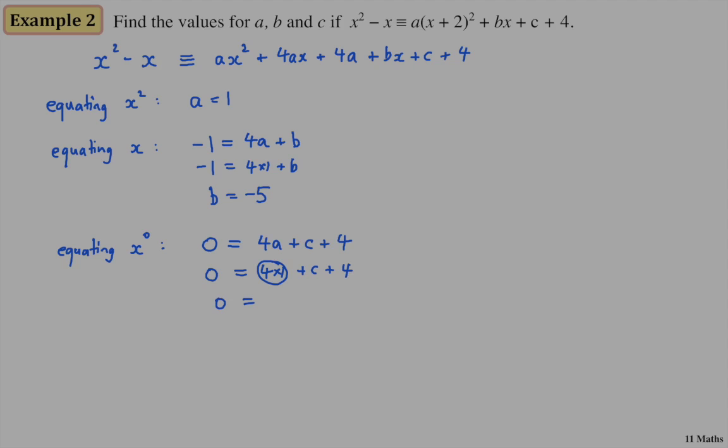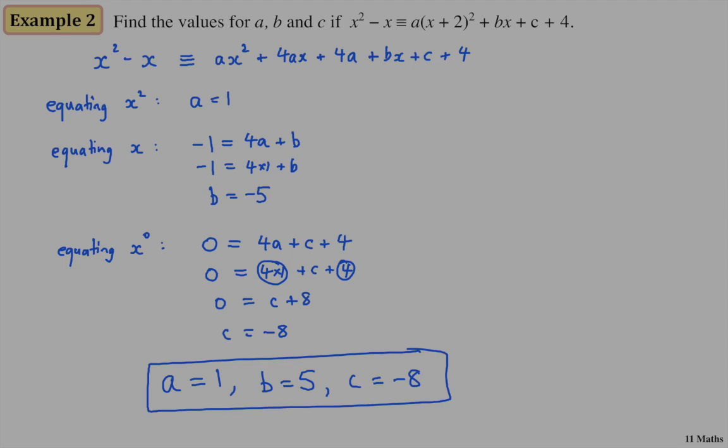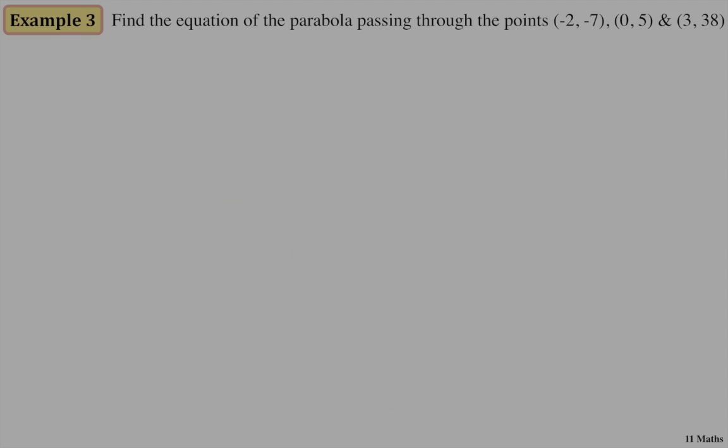That 4 and that 4 will add to give me 8. Take away 8 to both sides. So, find the values for a, b, and c. A is 1, b is minus 5, and c is minus 8, and they are the values that we were asked to look for.